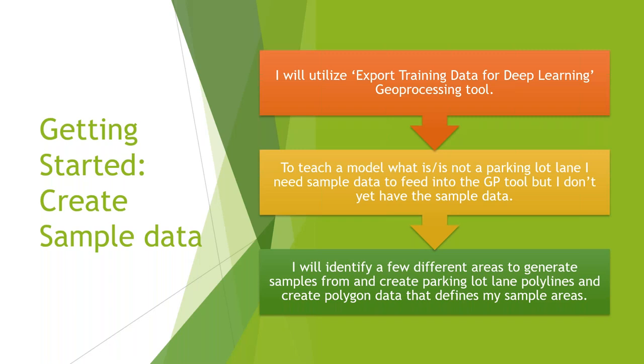Because I don't have vector data representing parking lot lanes currently to train the model on, I just need to create my own set of sample data. So what I'll do first is identify a few different parking lots to train on, and I'll try to find areas that differ in color and arrangement, just so I have a few different sample types.